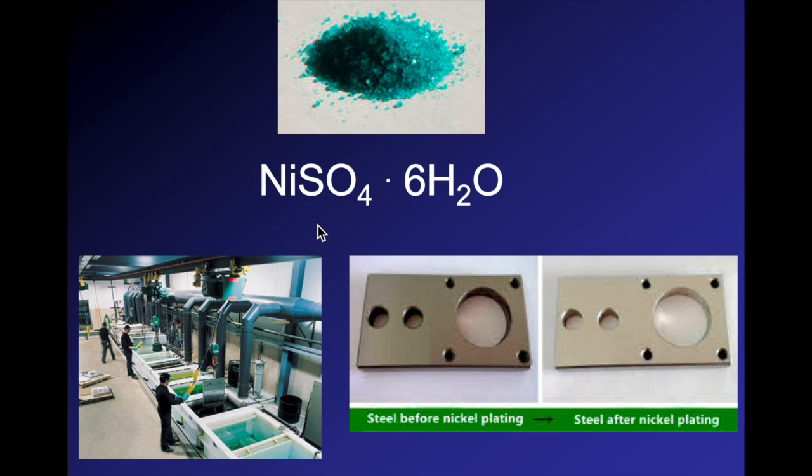All right, the next one is NiSO4 6H2O. This is a substance often used for nickel plating. Here's a manufacturing place where they will nickel plate various types of metals. You can see the before and after pictures of some steel being nickel plated. But I want to know, what is the name of this compound, NiSO4 6H2O?